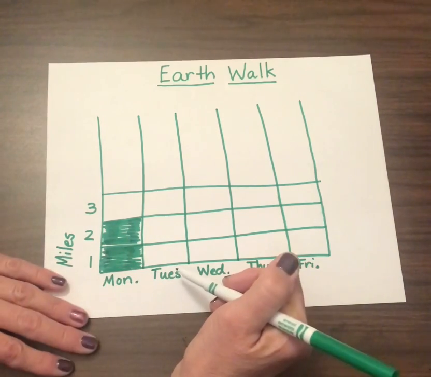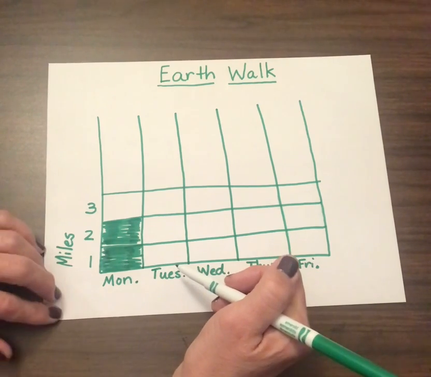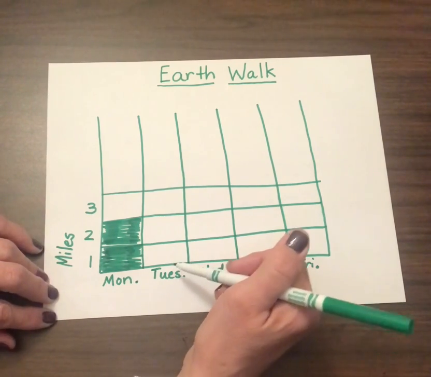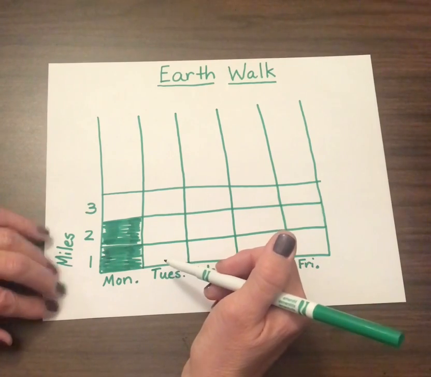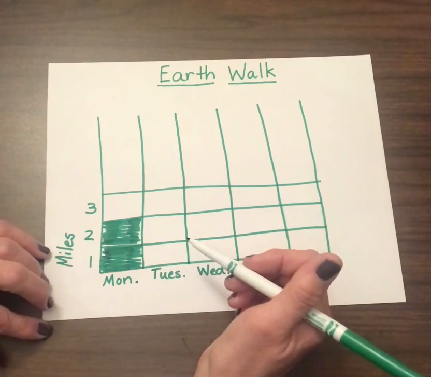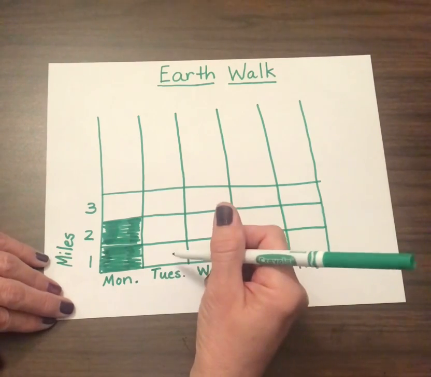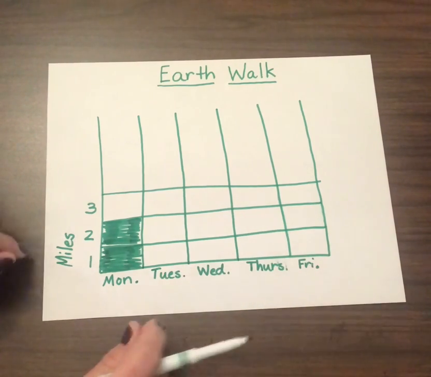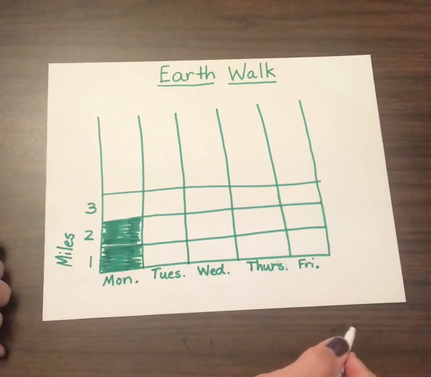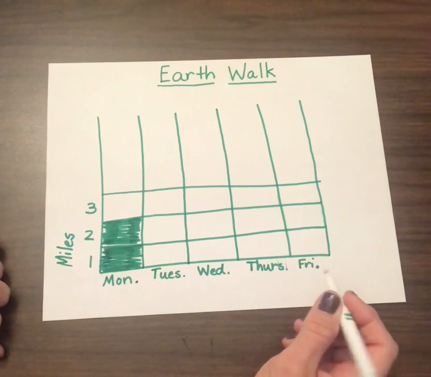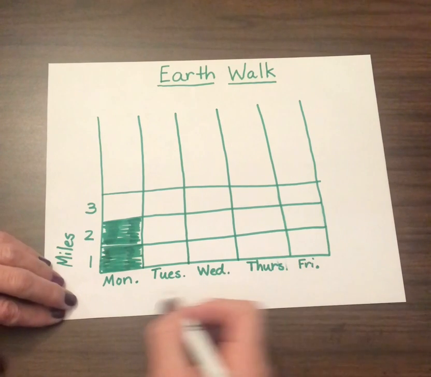And then Tuesday you color in how much you walk. Maybe you didn't have as much time, maybe the weather wasn't as good, and you only did 1 mile or 1 loop around your neighborhood, or whatever distance it is that you want to measure. So then at the end of the week, you can look and see how many miles you walked for the whole week. And then you can write that somewhere on your graph.